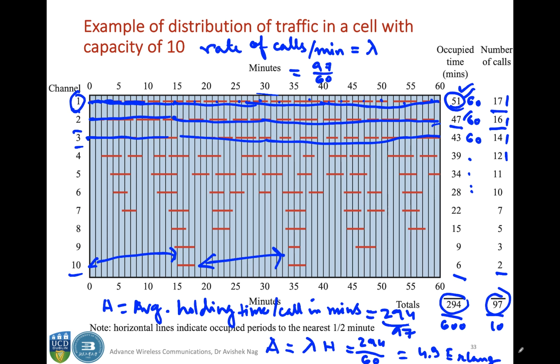In that case, your rate of calls per minute would have been 10 by 60, and your average holding time per call in minutes would have been 600 divided by 10, and that will be 60. So for 60 minutes all the channels are occupied. If this was the case, then this would have been, okay, let me write with a different color here.